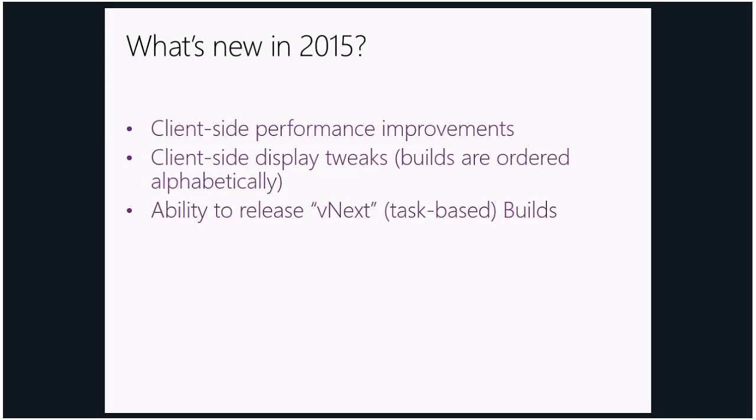And the really big thing is the ability to release builds out of the new vNext or task-based build system. So for those of you that don't know, Microsoft released a brand new build system in TFS 2015 and Visual Studio Online, of course, that is a successor to the older XAML-based builds. One of the things they added was the ability to take those builds from the task-based build system and release those using the existing release management infrastructure.